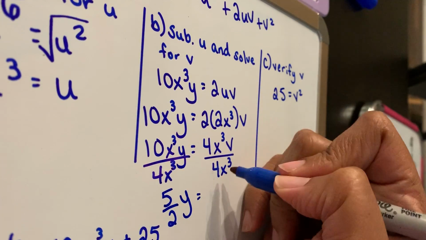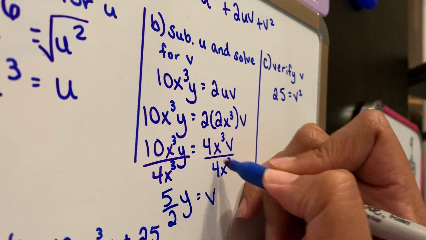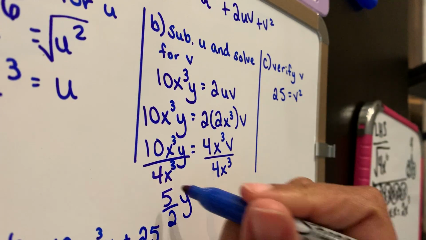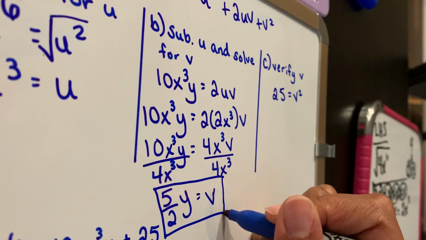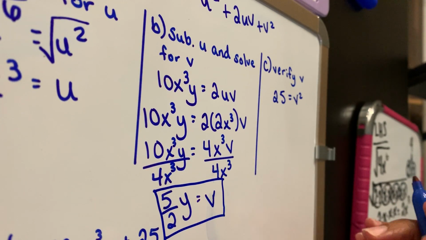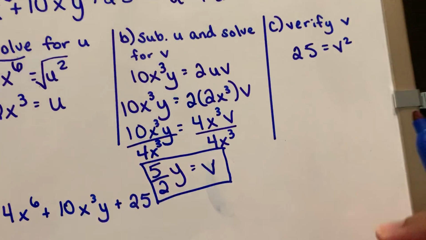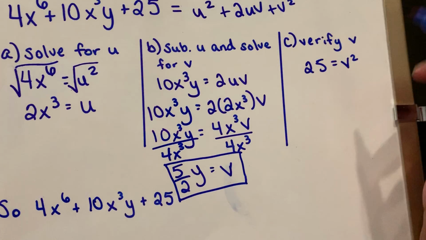On this side, of course, we get v. That's why we divide by 4x cubed, so that the 4x cubes would cancel. So 4x cubes cancel here, and we get v equals 5/2 y. Now let's go to part C. We want to verify that whatever we get for v, it should be the same as this. But let's see what happens.